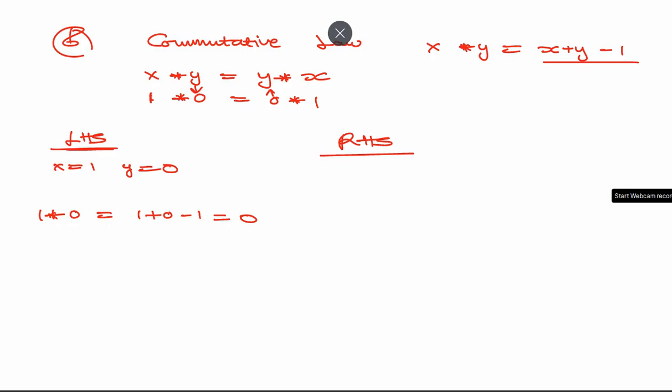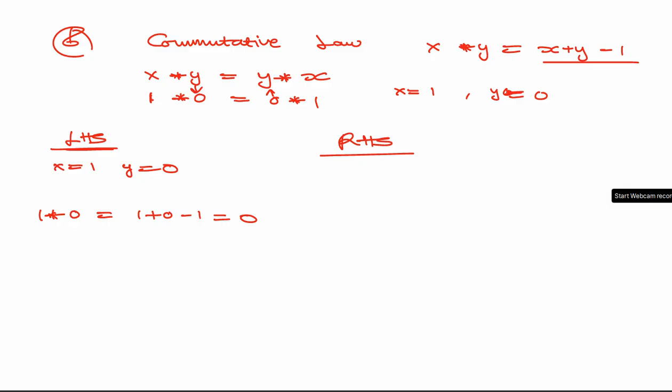Our y to be 0. Am I doing the right thing here? We have 1 star y, and the y star x. All right, so since x is equal to 1 and y is equal to 0, what we need to do is say we are going to have x to be 1 and y to be 0. So in this case, where there is x, we are going to put 1.